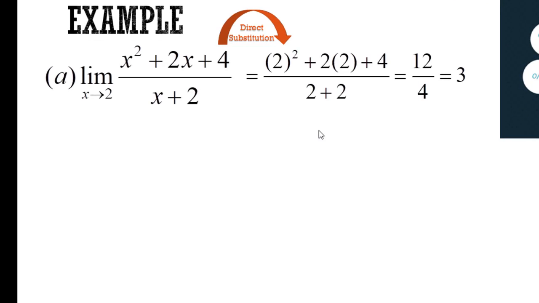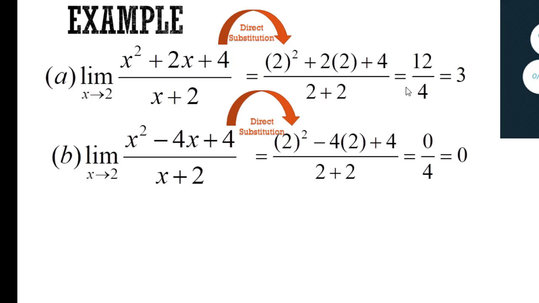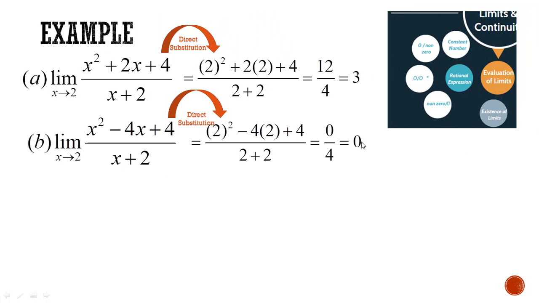For example A, after the direct substitution, we get that the numerator over the denominator is a ratio of 3. So that will be a constant number. For B, after the direct substitution, the numerator is 0 but the denominator is 4. So logically, 0 over 4, or 0 over any constant number, the answer must always be 0.